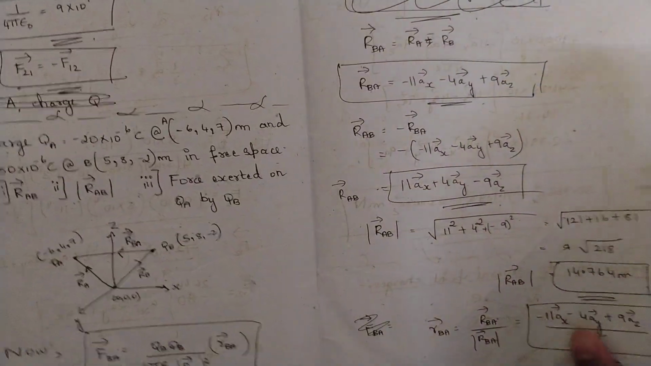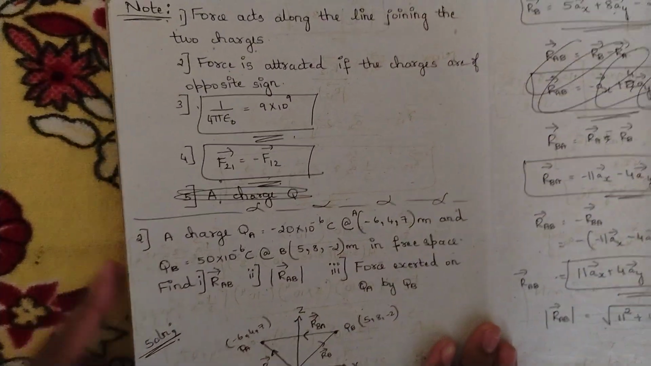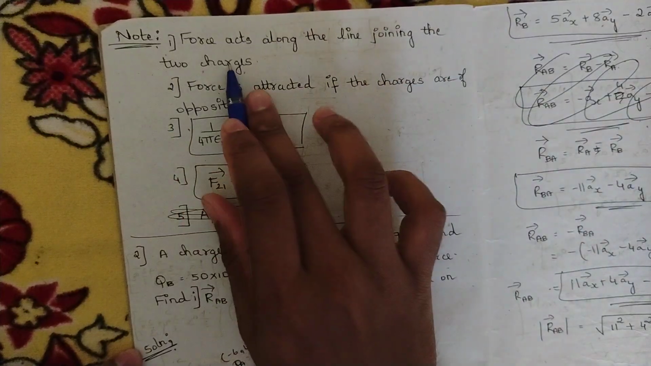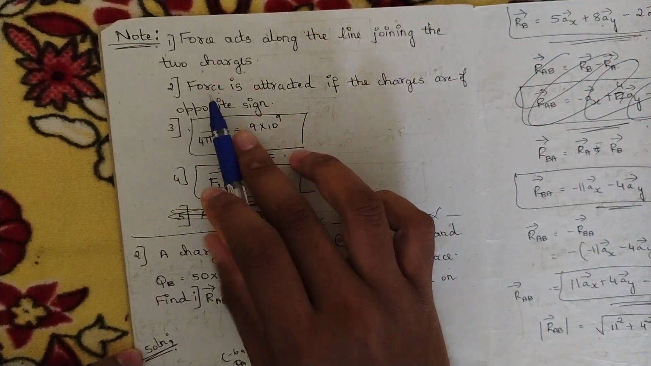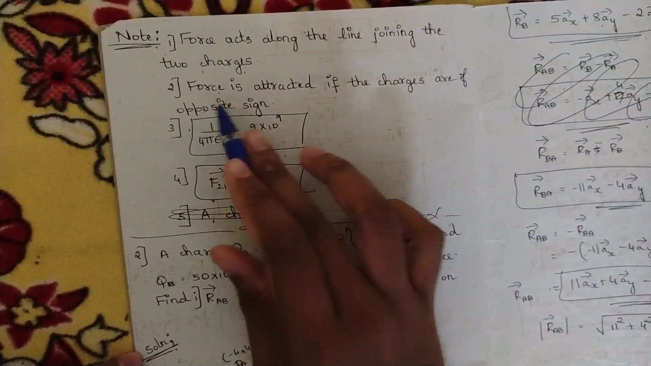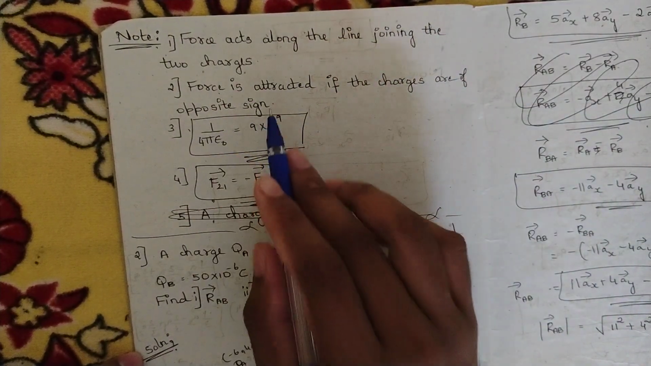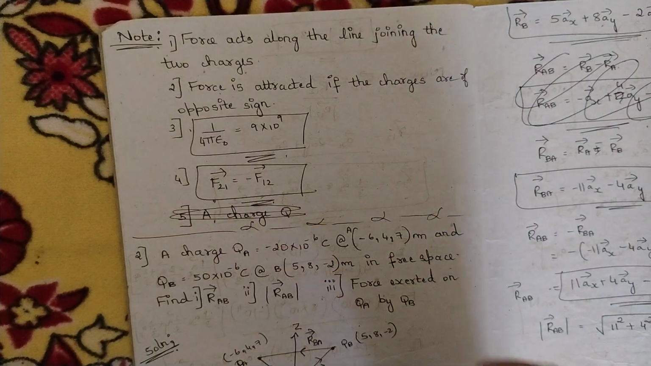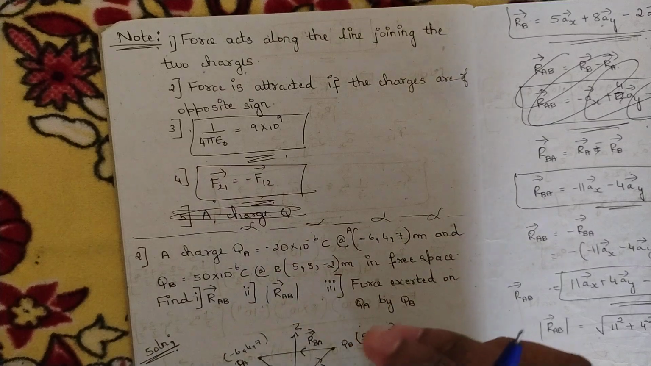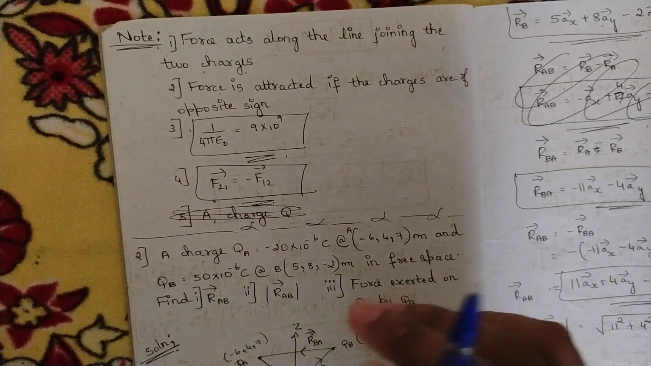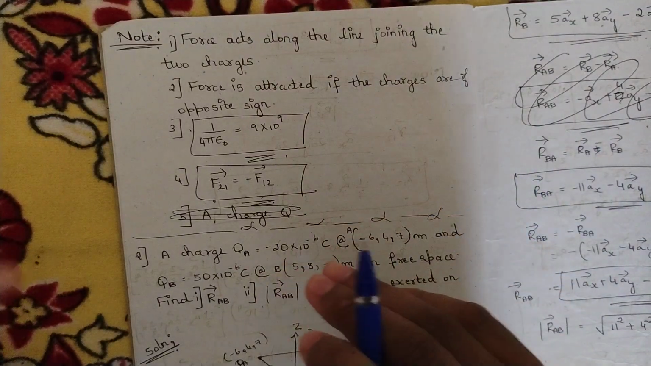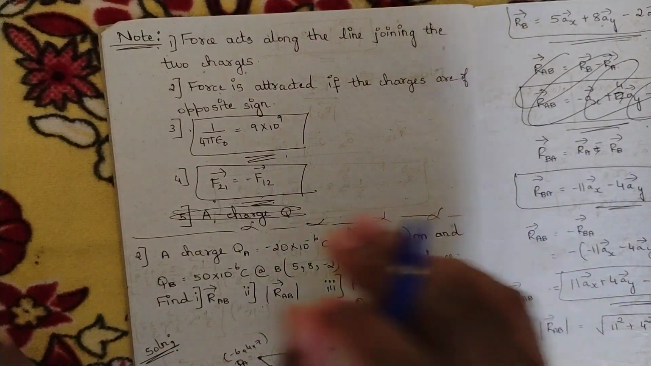Before discussing that problem, we have one important note here. That is, force acts along the line joining the two charges. Another point is that force is attractive if the charges are of opposite sign. If one is positive and one is negative, according to the electromagnetic force, the force is attractive when we have unlike charges. If there are like charges, they would repel each other. If there are unlike charges, they would attract each other.